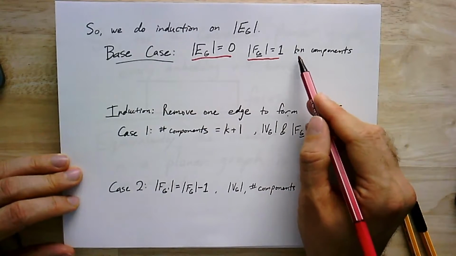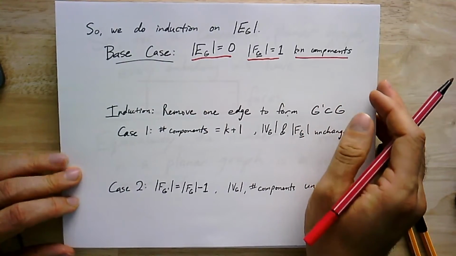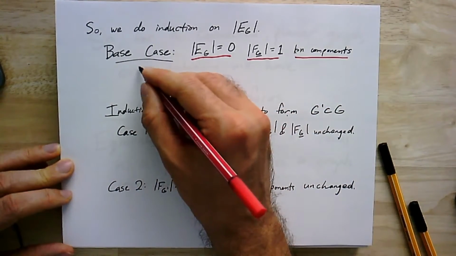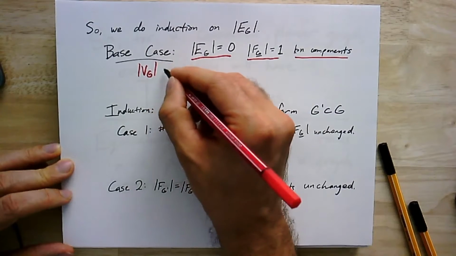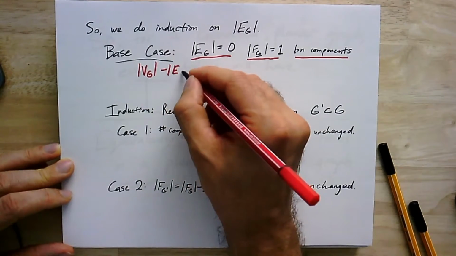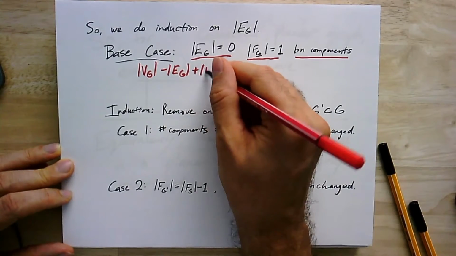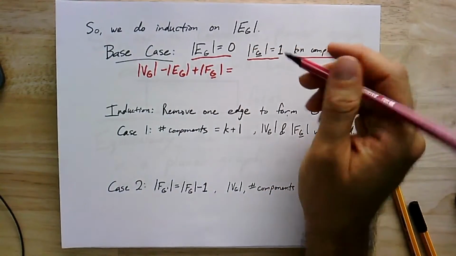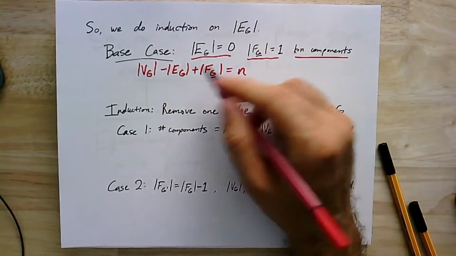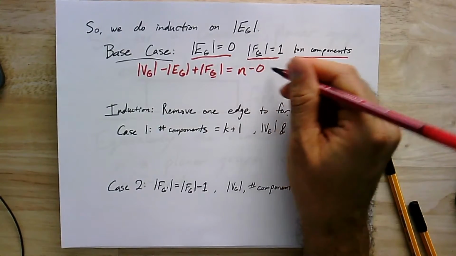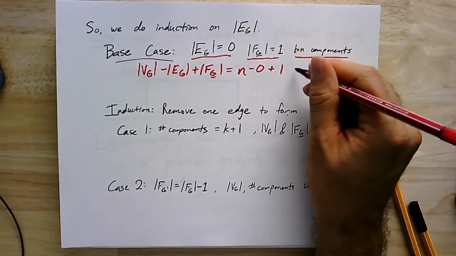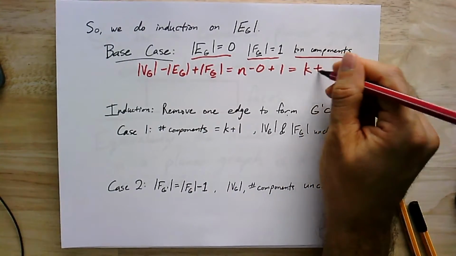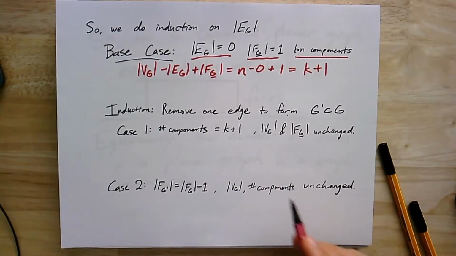And the number of components is exactly n, 1 for each vertex. And so you can work it out now that the number of vertices minus the number of edges plus the number of faces is going to be equal to, well, we said this of course is n minus the number of edges, which is 0, plus the number of faces, which is 1, which turns out to be exactly k plus 1, because n is equal to k in that case. All right, so the base case works.